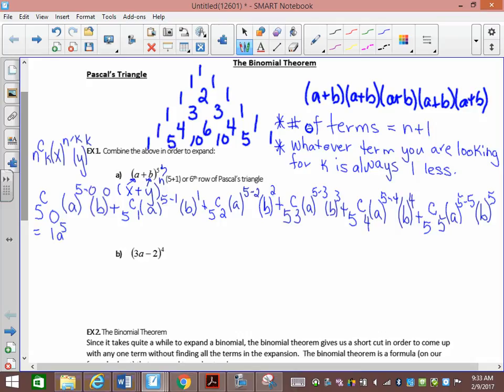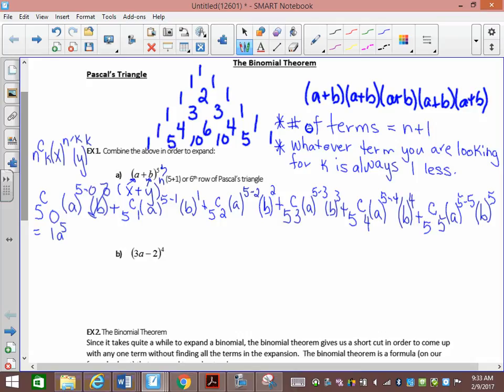B to the 0 is what? Anything to the power of 0 is 1. So you don't have to write it. Whenever you have 5 and you choose nothing, there's only one way you can do it. You can have 5 things and you choose none of them. One way, right?